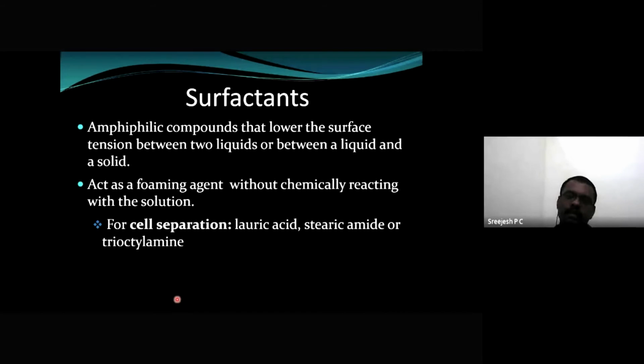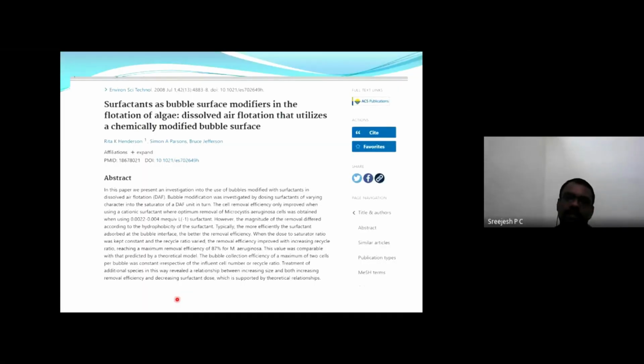We will move on to another slide, which talks more about surfactants, where you can see surfactants as bubble surface modifiers in flotation of algae. Dissolved air flotation is the technique they have used here. This research article gives more insight about the use of surfactants for the flotation of algae. Whenever an algal bloom takes place, we can use flotation as a technique to remove the algal bloom and to purify the water.